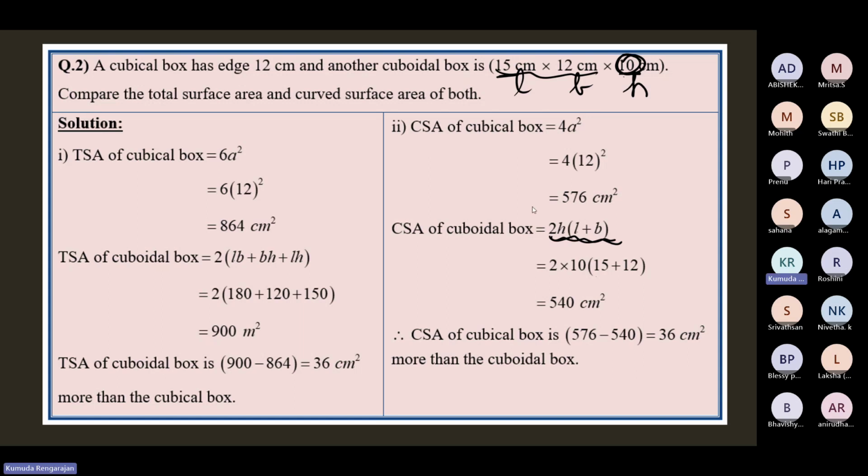So here you see that the curved surface area of the cubical box is more than the cuboidal box, while the TSA of the cuboidal box is more than the cubical box. In TSA, the cuboidal box has more area. In CSA, the cubical box has more area.